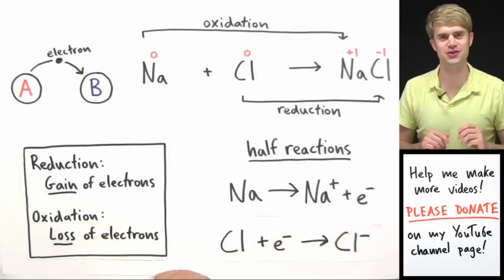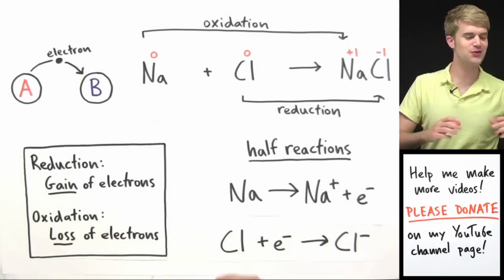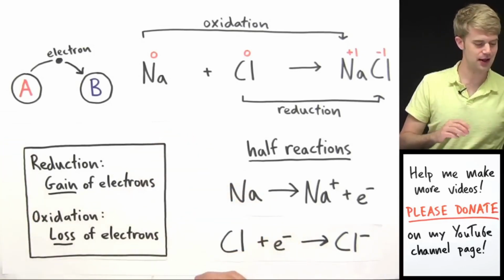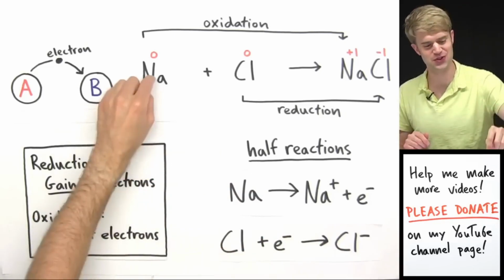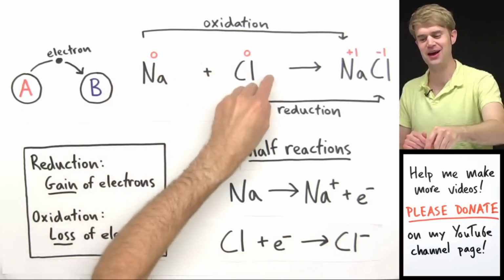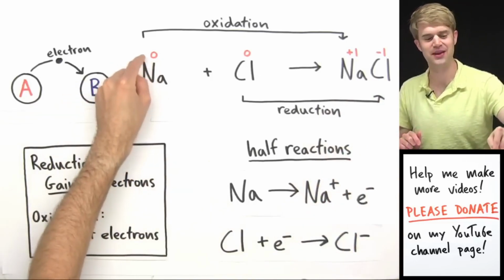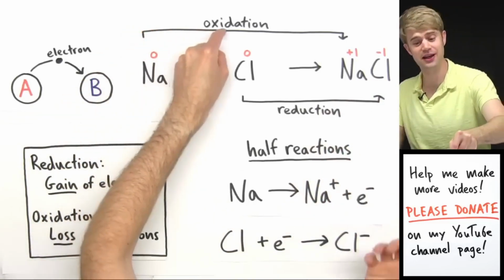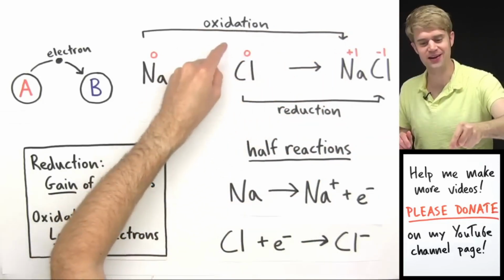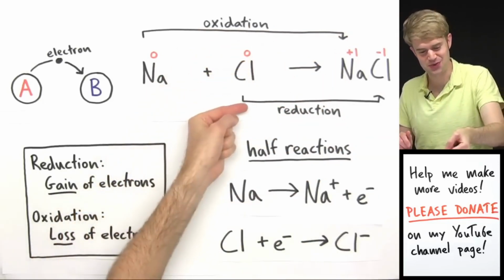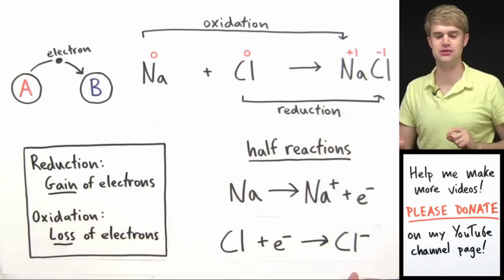So that's an introduction to oxidation reduction or redox reactions. We learned that reduction is a gain of electrons and oxidation is a loss of electrons. We looked at a chemical reaction where sodium and chlorine come together to make sodium chloride. Sodium starts off as neutral. It gets oxidized by losing an electron and becomes sodium 1+. Chlorine starts off as neutral. It gets reduced by gaining an electron and becomes chloride 1-.